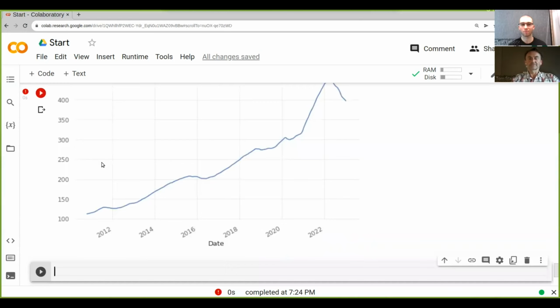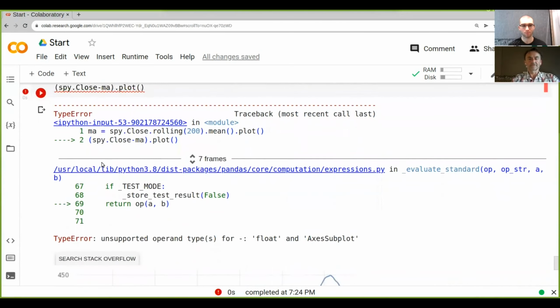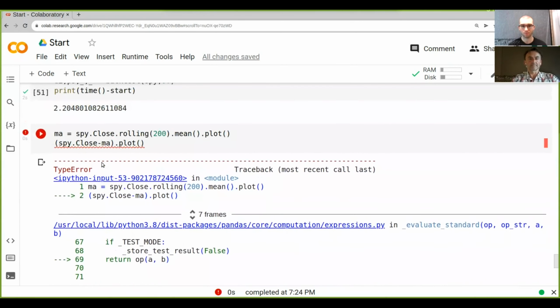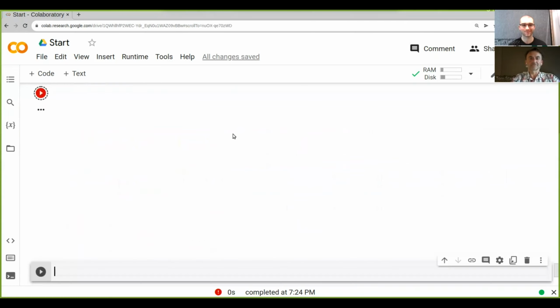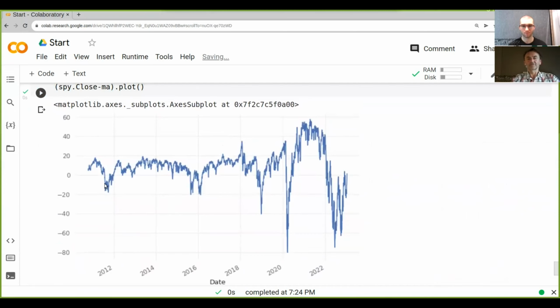And so if we do this, we still have the plot statement here, so that's not what we want. Okay, so you can see this here now. It fluctuates between positive and negative numbers. When it's negative, we're probably in a downtrend, and when it's above, we're in an uptrend.